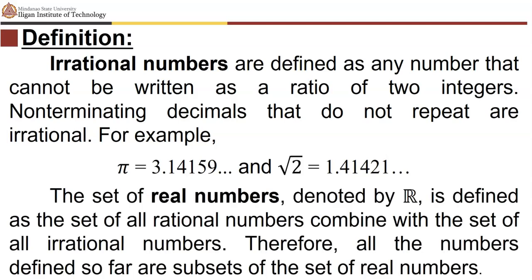So when you say the set of real numbers denoted by R, we actually have the set of all rational numbers combined with the set of all irrational numbers. So your real numbers consist of all rational numbers and all your irrational numbers. So all the numbers defined so far are actually subsets of your set of real numbers.